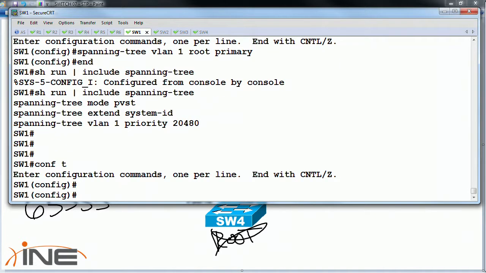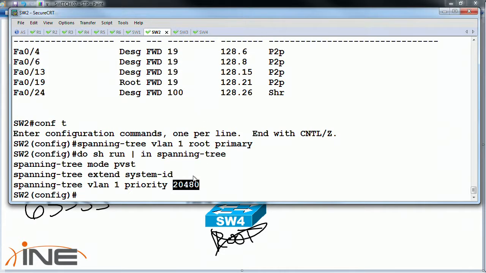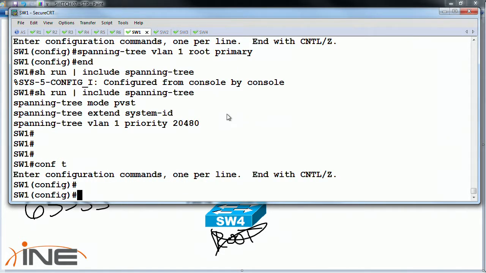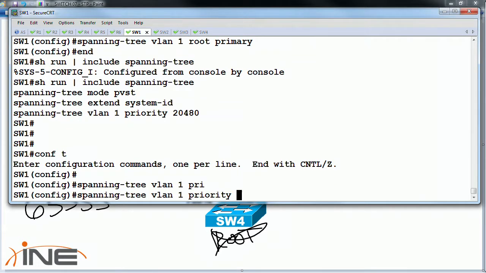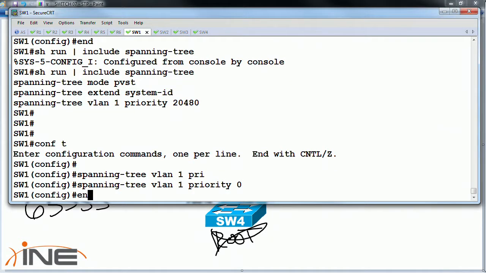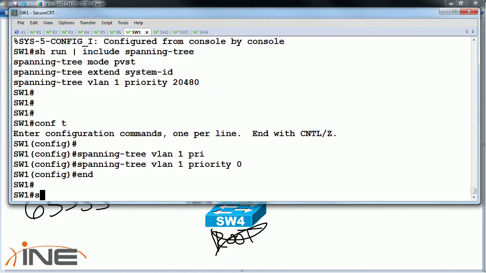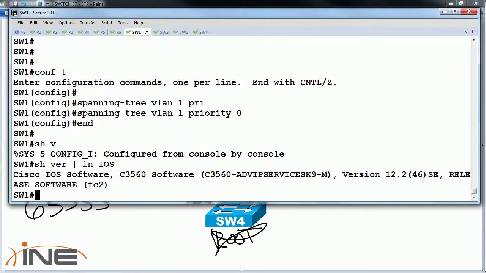This is where the logic of the macro falls apart. If I wanted to go below what the other switch has, I'm going to have to manually change this. Let's just say instead of using the root macro, I'll say that the priority is simply 0. What version of code is this? 12.246, so it's relatively recent. But if you want to be 100% sure that this switch is going to be the root, you simply set their priority to be 0.